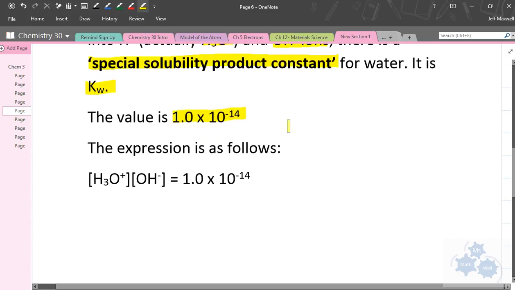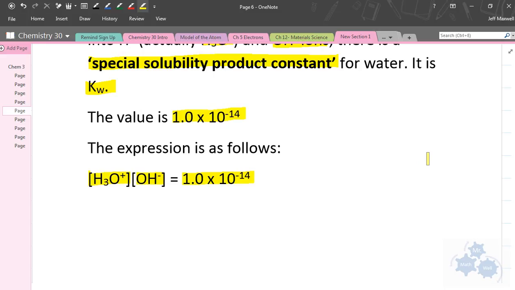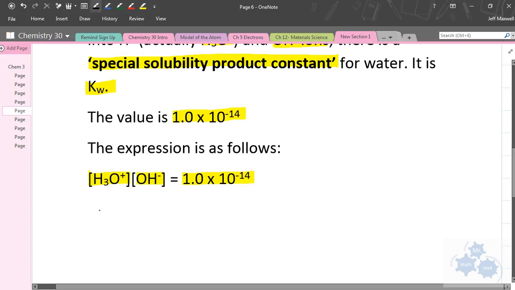So if we think about Kw as a special solubility product constant, then that means that the product of the concentrations of these ions right here will multiply together to give you 1 times 10 to the negative 14, always. And that's really important, especially when we're talking about acids and bases, because, as you know, if an acid is introduced into solution, guess what's going to happen to this concentration? What's going to happen to that concentration?